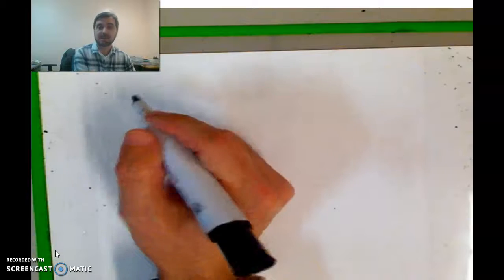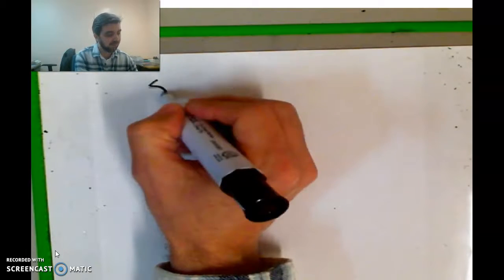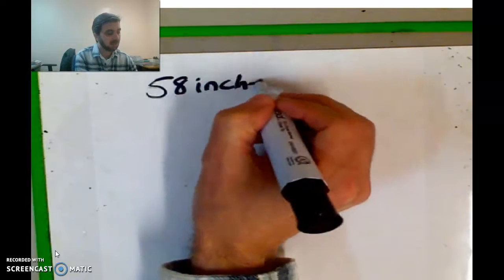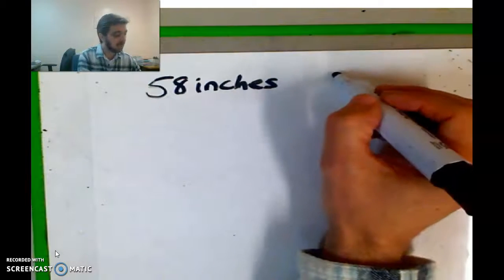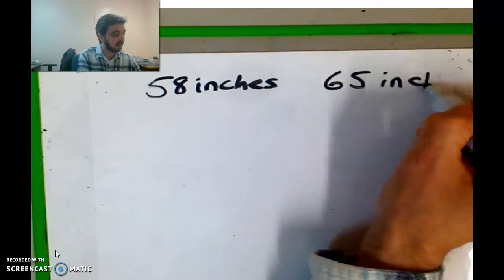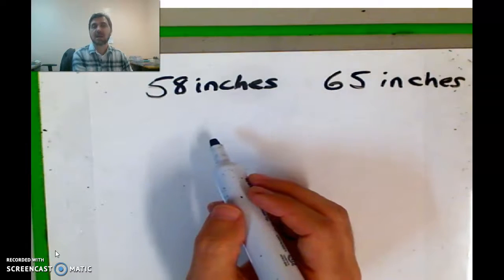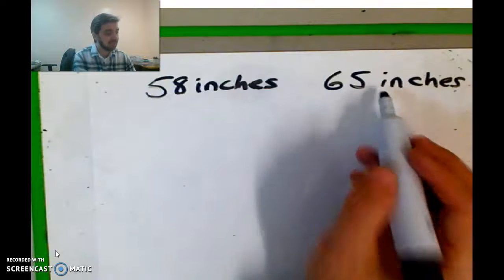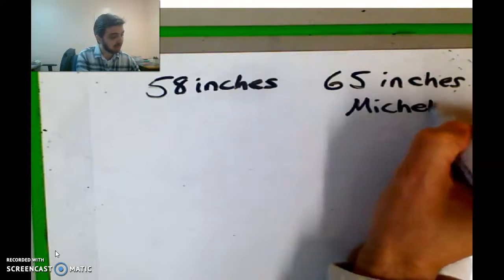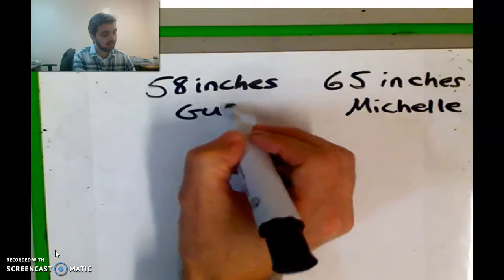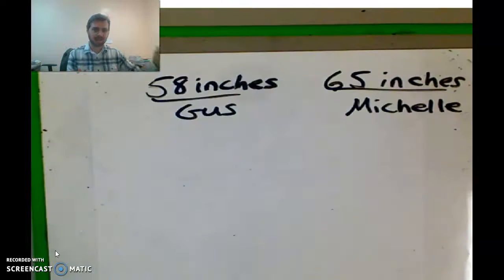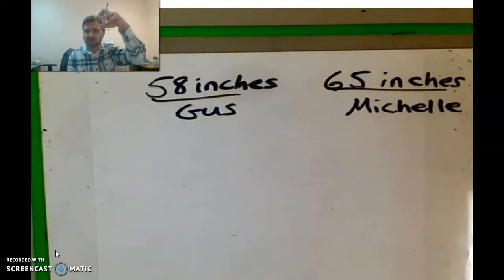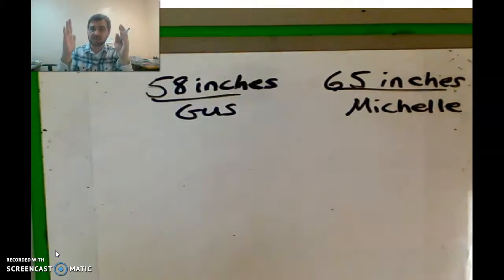So, for example, I know that my son is about 58 inches tall, okay? And I know that one of my sisters is about 65 inches tall, okay? And maybe the question is, how much taller is my sister, her name is Michelle, than my son, who is Gus? So in this situation, it's not like we have 65 of something and we're taking away 58. What we're trying to do is figure out what's the difference between the two.